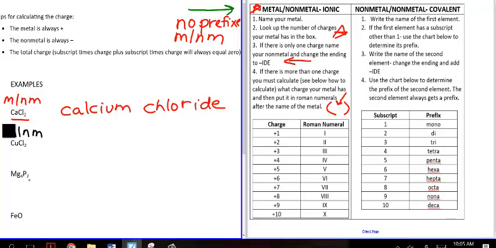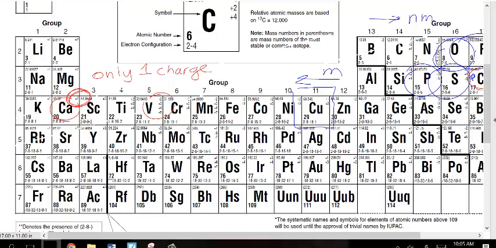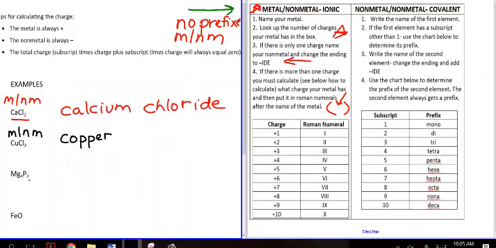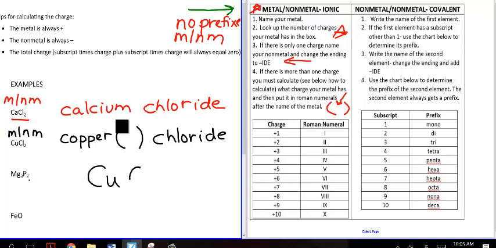So as rule number 1 says, we name our metal, copper. We go look up our metal and see how many charges are in its box. Now, copper has more than 1 charge, which means we're going to need parentheses and Roman numerals after its name. Let's name our nonmetal, drop the ending, and add IDE again. And now we have to figure out what copper's charge is. So we have CuCl2. We need to know what charge we're using on copper.